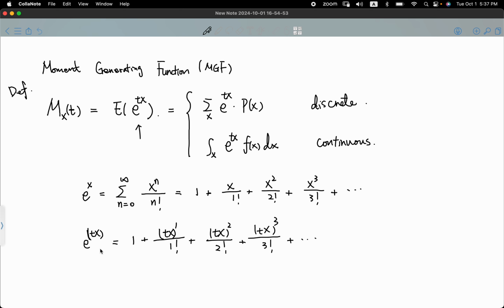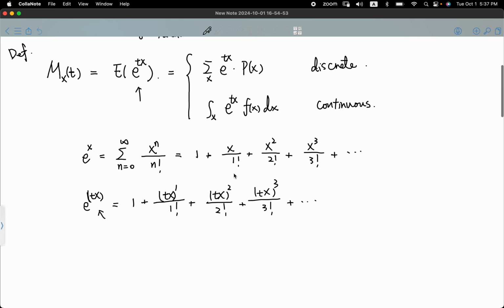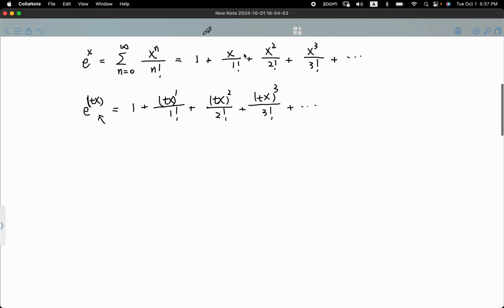So now we are going to plug in or replace this term into our definition for the moment generating function. Let's start from the moment generating function, and we are going to use the discrete case for this illustration. Again, the definition is you sum over all possible x, e raised to the power of tx, multiplied by the probability mass function. What we are going to do is replace this e raised to the power of tx with the infinite sum that we defined here.